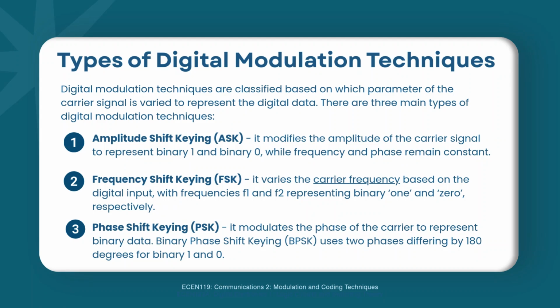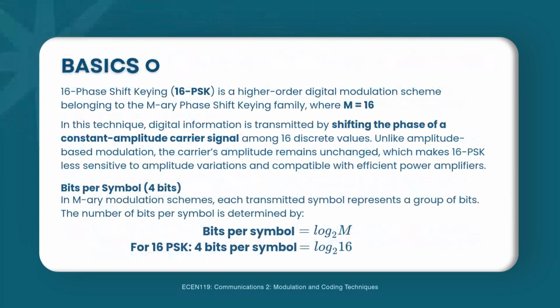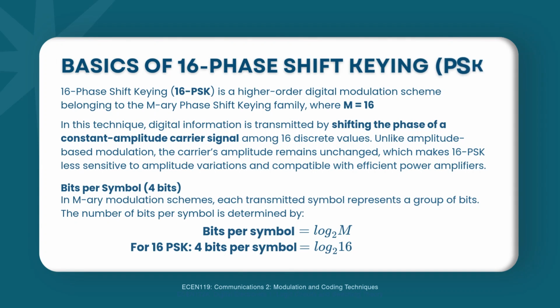The third technique is phase shift keying, or PSK. In PSK, digital data is represented by changing the phase of the carrier signal. While its amplitude and frequency remain constant, the simplest form of PSK is binary phase shift keying, or BPSK, which uses only two phase states separated by 180 degrees to represent binary 1 and binary 0. PSK provides better noise performance and power efficiency compared to ASK and FSK, making it widely used in modern digital communication systems. Next, we have the basics of 16 phase shift keying.